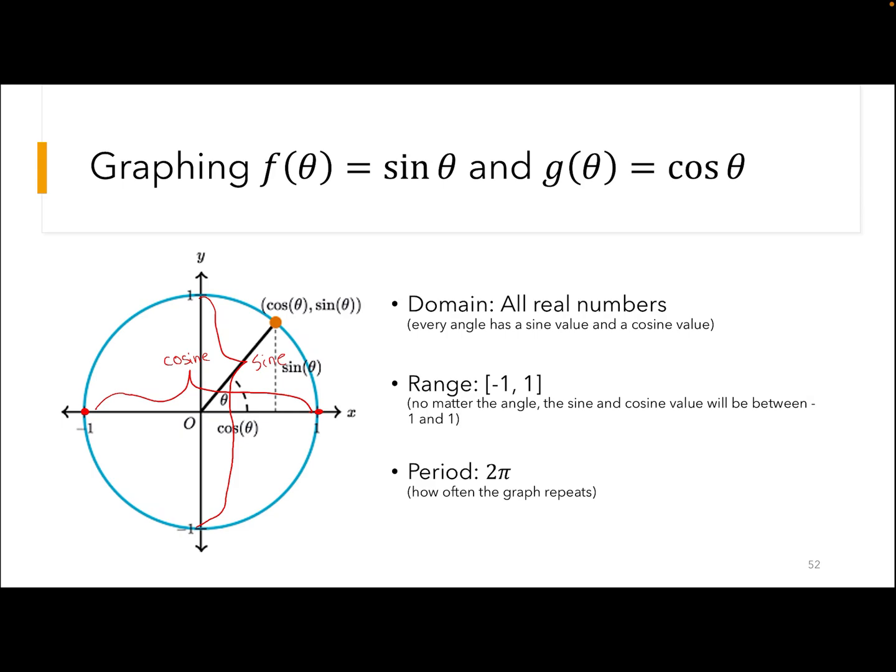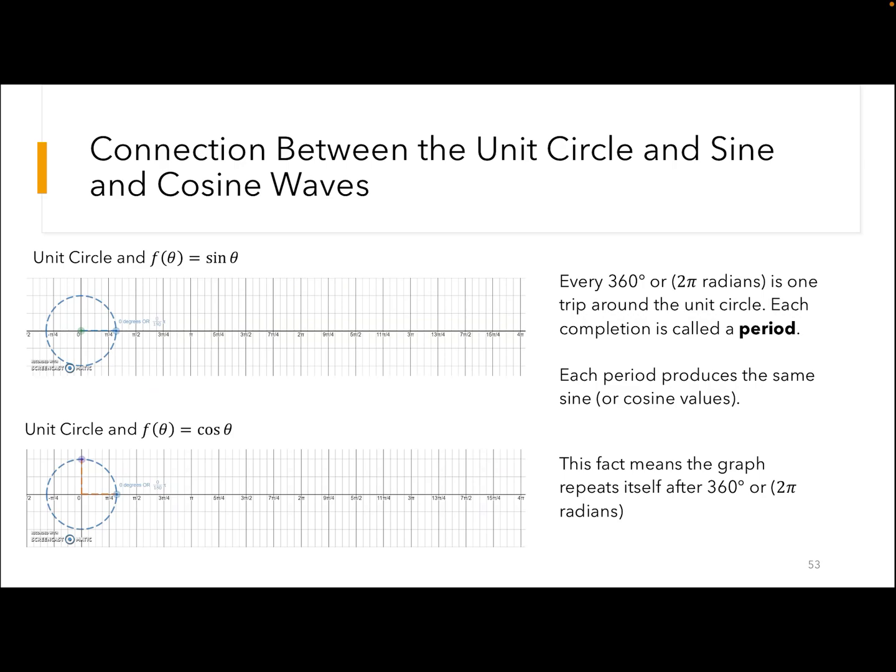The highest it can be is 1. The lowest it can be is -1. And every 360 degrees, we start back over. And completing a circle is going to be called the period of the sine function or the cosine function.